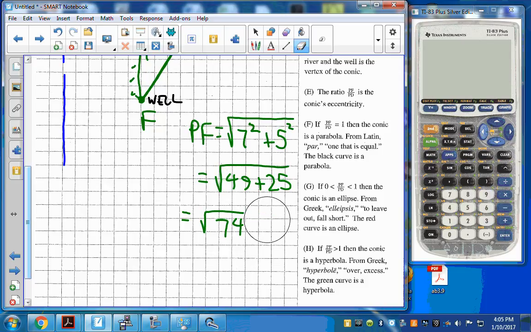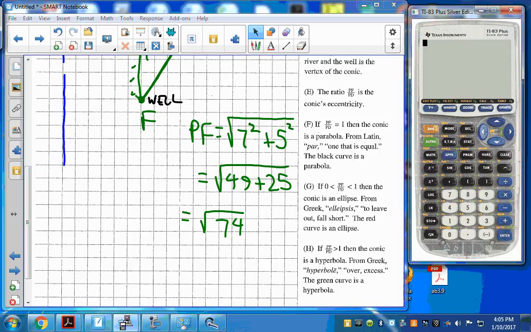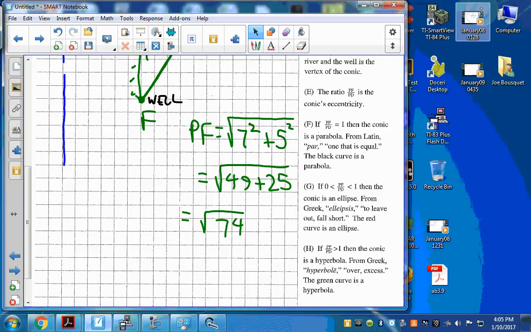Now, how much is the square root of 74? What I want you to do is not to use a calculator. A calculator would tell us that the square root of 74 is about 8.6, but that's not what I want you to do. In fact, this assignment is assuming you do not have a calculator.